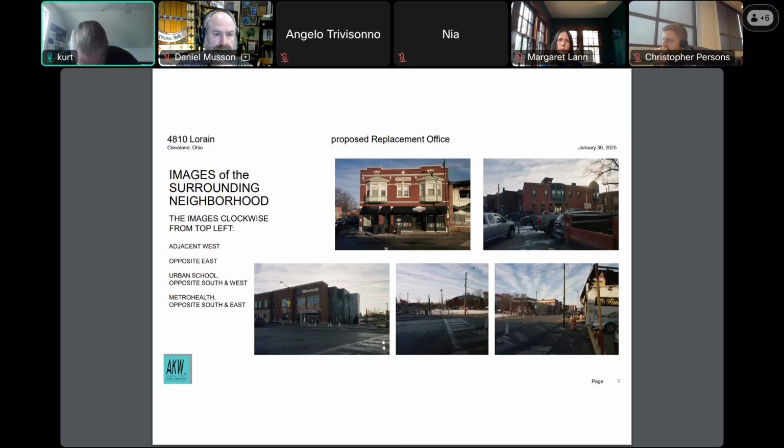These are the surrounding buildings. To the upper left is the adjacent building to the west. The image to the upper right is across the street on West 48th Street. It has that turret on the Lorraine corner. And then across the street on the bottom from left to right, Metro Health has a facility that is sort of catty corner to the east. Across the street directly is sort of an open field that is part of the urban school, which you see their field house beyond, and then the school itself in the next photograph. Next slide, please.